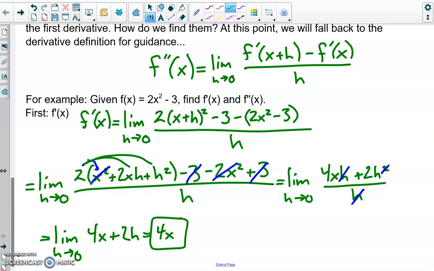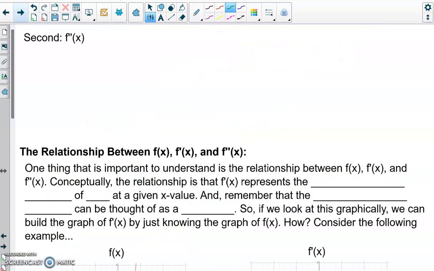And kind of reiterating how useful this is compared to just f prime of a, notice I can just plug any x value in and get the slope of the tangent line at that point with this 4x result. So pretty nice. And let's go ahead and move forward then and find our second derivative.